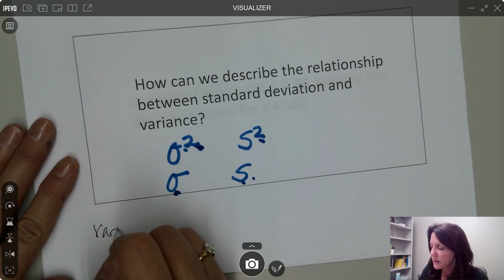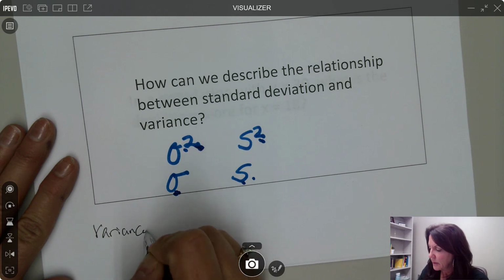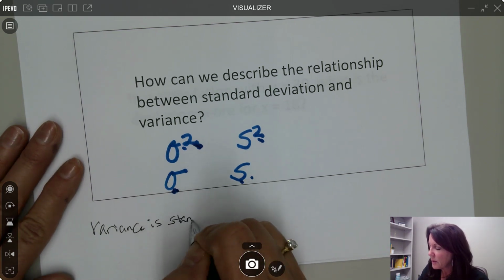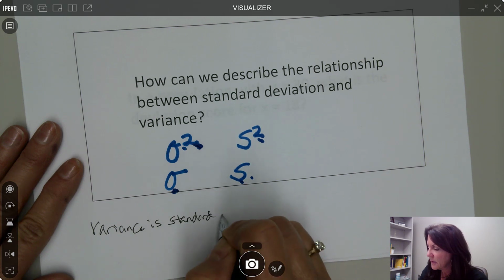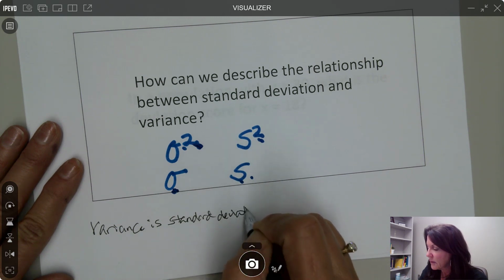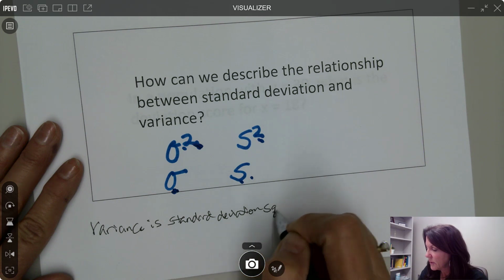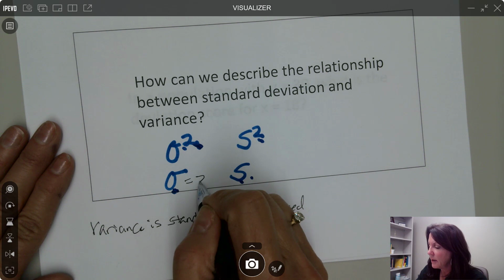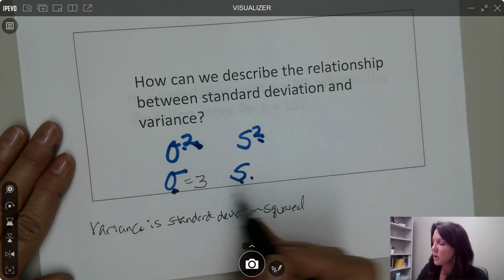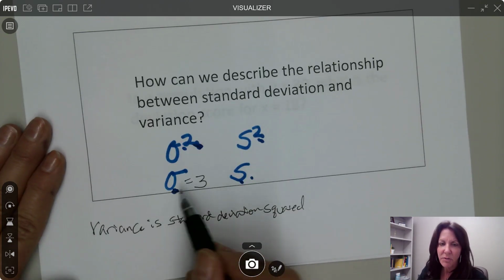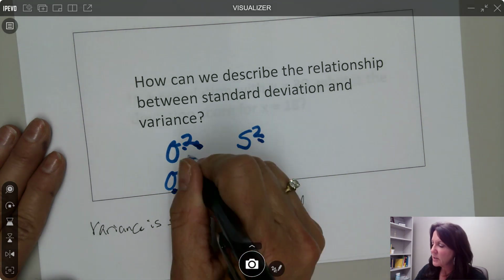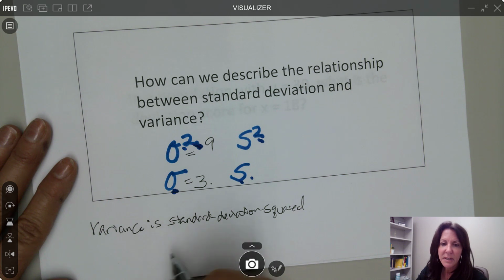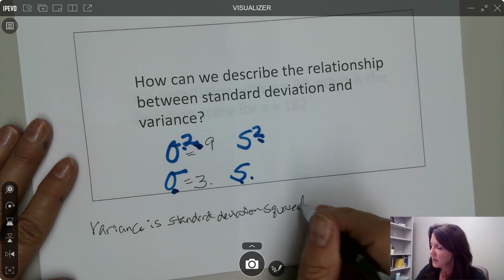So I'm going to say variance is standard deviation squared. So if I have a standard deviation of 3, my variance is 3 squared. It's going to be 9. So I know that variance is standard deviation squared.